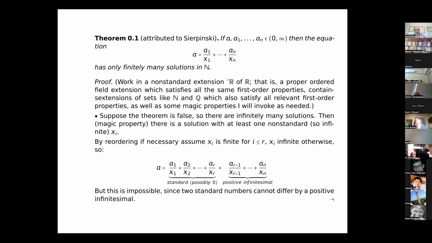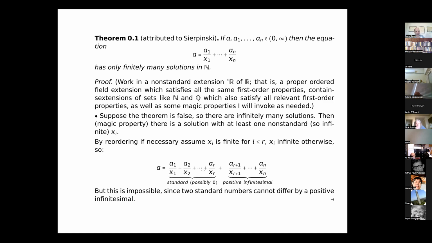If you're a non-standard denominator, it means you're an infinite number. A standard number like a sub r plus 1 over an infinite number is infinitesimal. So this right-hand part is the sum of finitely many infinitesimals, which is infinitesimal. And so what you end up with is some standard real number equals a sum of r many, possibly 0 many, in case all the denominators were infinite, but some finite number of standard fractions, a standard real number over a standard positive integer.